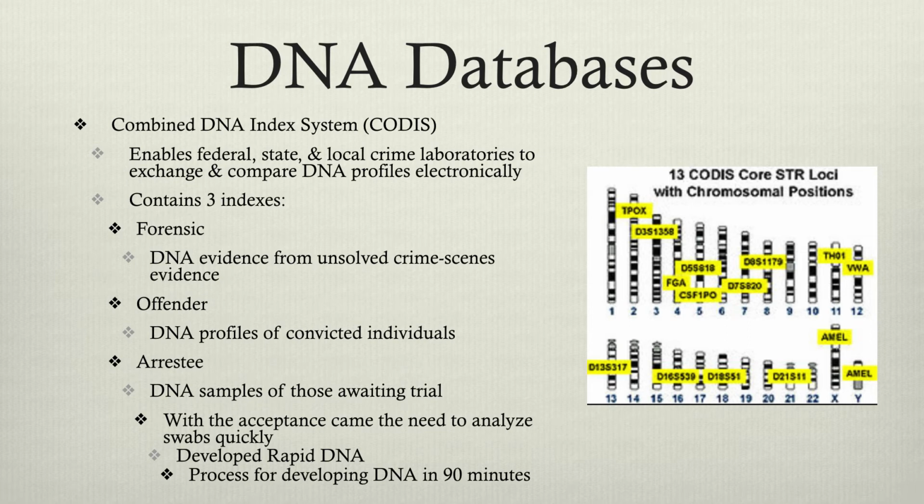And it actually contains 3 indexes. The forensic DNA database, which is DNA evidence from unsolved crime scenes. It's based on a match. Police from multiple jurisdictions can identify serial crimes, allow coordination, and share the leads developed independently. The offender DNA database, which is DNA profiles of convicted individuals. And the arrestee DNA samples of people awaiting trial.